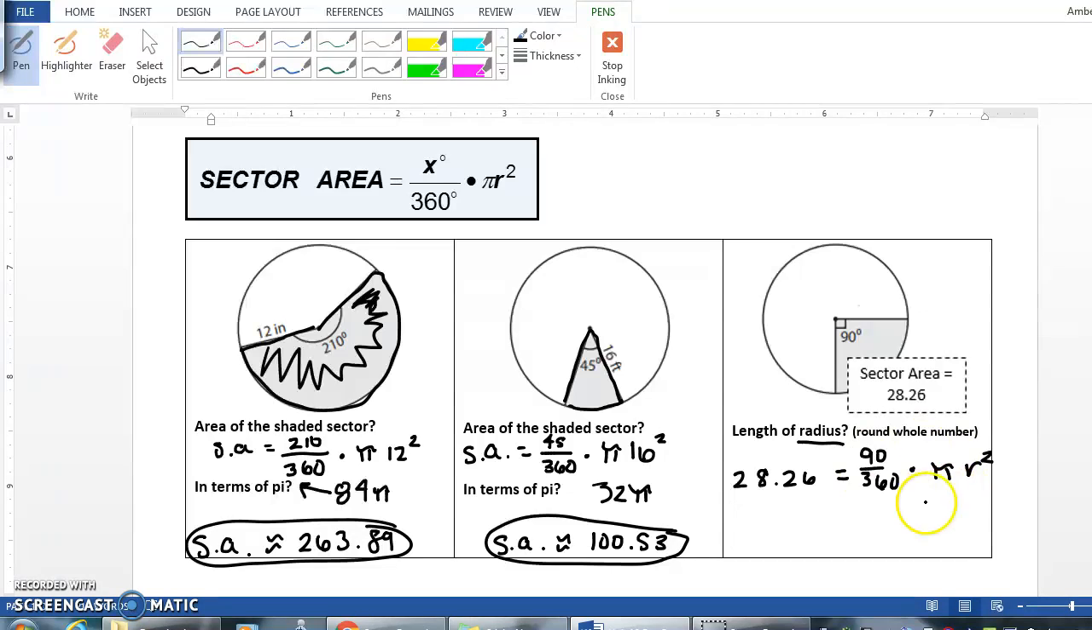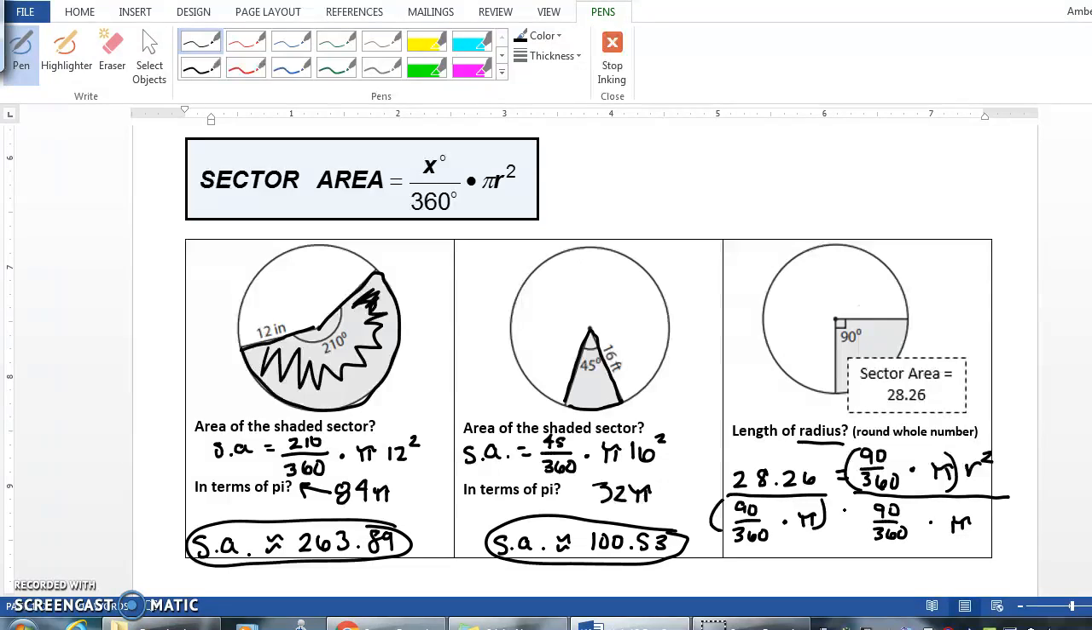So what I'm going to do is simplify this a little bit and divide both sides by just this whole chunk right here, 90 divided by 360 times pi. So when I put this in my calculator, I'm just going to simply put parentheses around this entire thing when I put 28.26 divided by parentheses 90 divided by 360 times pi. And that way, the order of operations is sure to be correct.